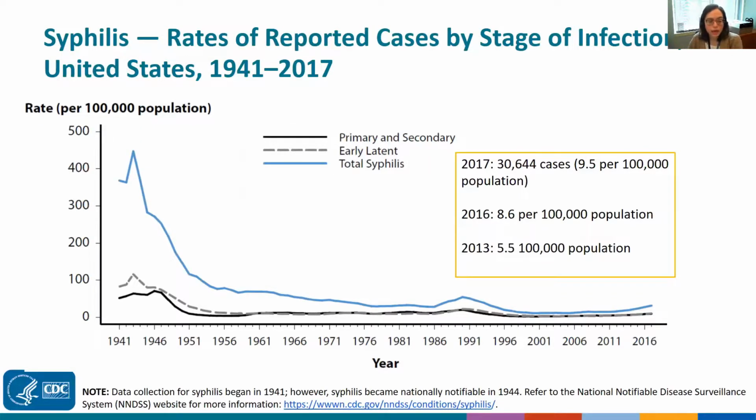In 2017, a total of approximately 30,000 cases of primary and secondary syphilis were reported in the US, yielding a rate of 9.5 cases per 100,000 population. Now, this rate reflects a 10.5% increase compared to 2016 and a whopping 72.7% increase compared to 2013. This happened after approximately 66 years of near consistent decrease in rates following the discovery and wide use of penicillin in the 1940s.